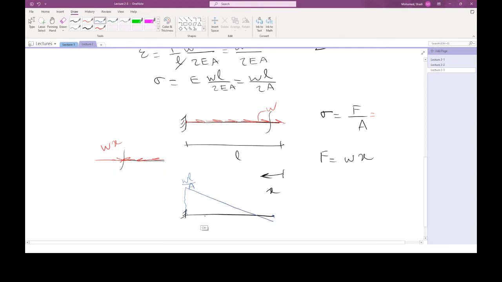Sorry, this is my bad. It should be reaching 0 at this free end. All right. So the stress is changing between 0 and WL over A.